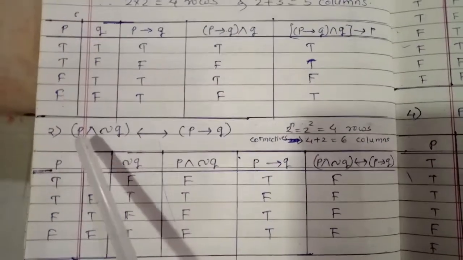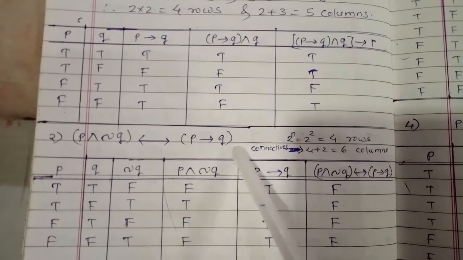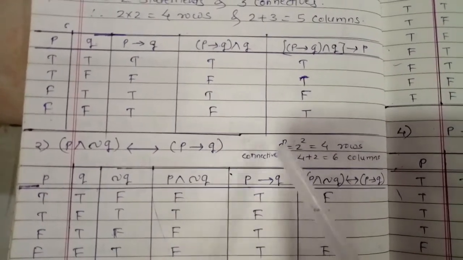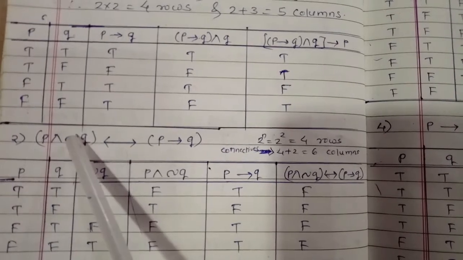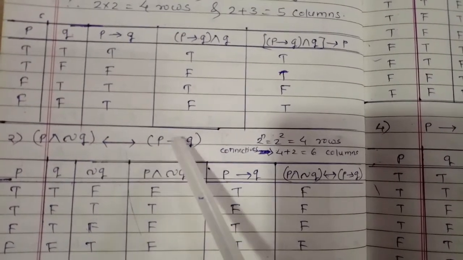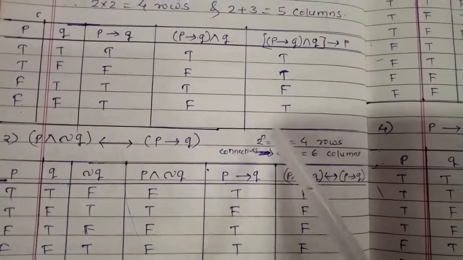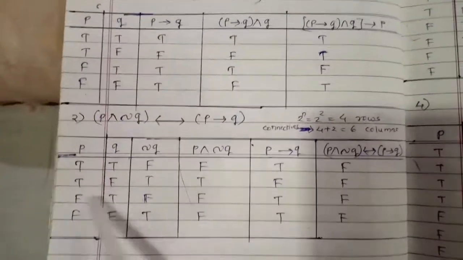Now see the second example. Again, that is P conjunction negation Q biconditional P conditional Q. Again there are 2 statements, so 2 raised to n, that is 2 squared, means 4 rows are there. And see how many connectives: 1, 2, 3 and 4. So 4 connectives are there. So here I write 4 connectives plus 2 statements, so 4 plus 2, 6 columns must be there. So here 6 columns are there, you can easily solve this.